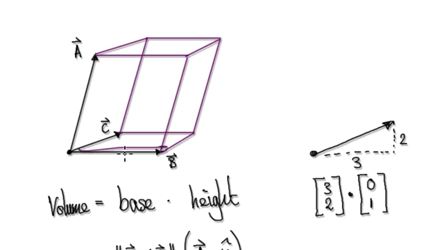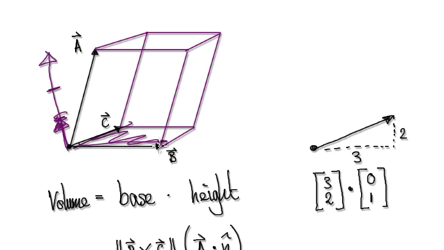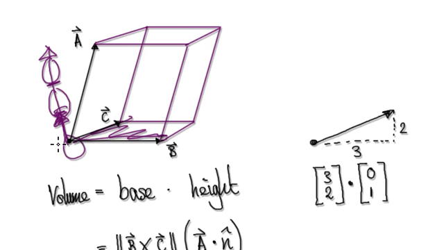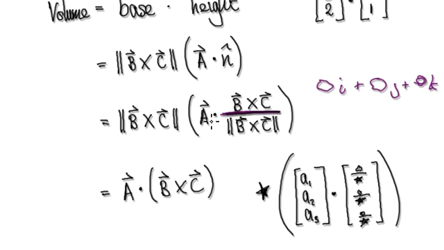So B cross C would then give us this, and then we would divide it by its magnitude. Let's just say the magnitude is 3. Then divided by 3, that would give us the unit vector, the normal unit vector that's perpendicular to the plane. So when you divide it by the magnitude, in our case it's 3. If you get B cross C, it will give you a vector.